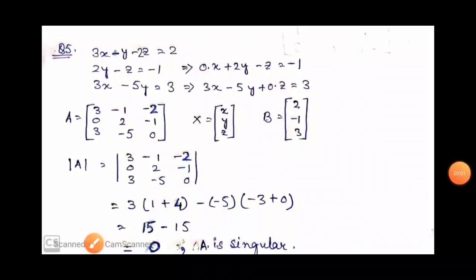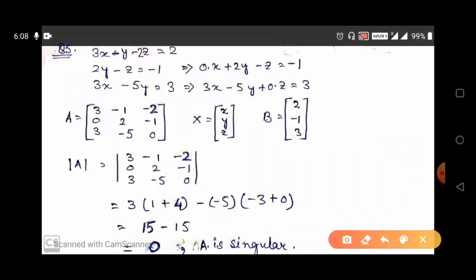This is question number 5 of exercise 4.6. Here the question is given to examine the consistency of the system of equations. So for that we have to represent the system of equations in this way.